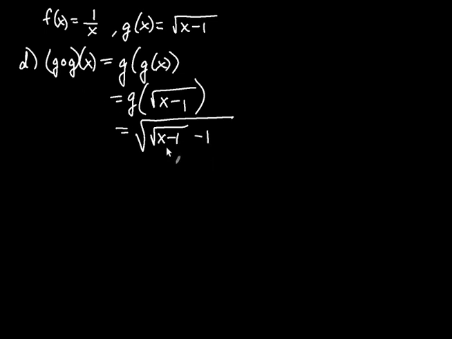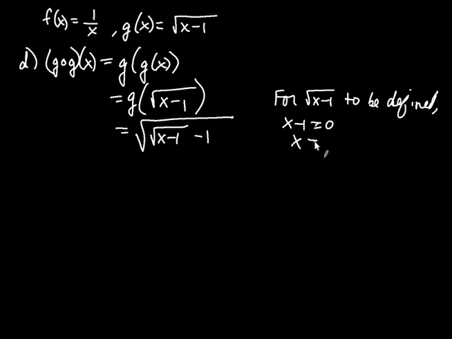Okay, that's our composition. Now I see two restrictions here. First of all, this one, right? For the square root of x minus 1 to be defined, we need what's under the radical to be greater than or equal to 0. That is, x minus 1 to be greater than or equal to 0. It's got to be positive, or 0. So that x has got to be greater than or equal to 1.